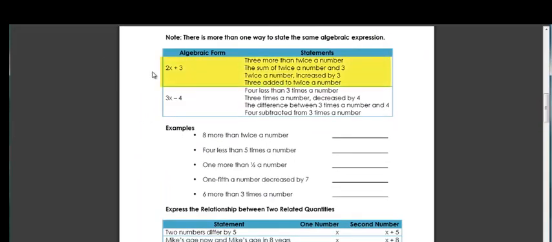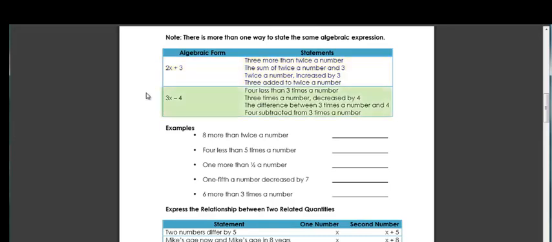In the algebraic form, we have 2x plus 3. So there's a whole bunch of different ways that could be said in words. That could be said as 3 more than twice a number. That could be said as the sum of twice a number and 3. It can be said as twice a number increased by 3, or even 3 added to twice a number. All of those statements give you the algebraic form of 2x plus 3.